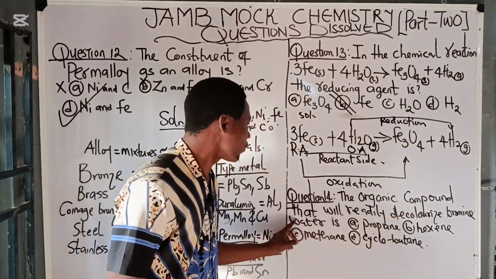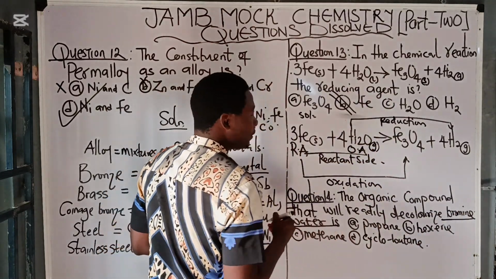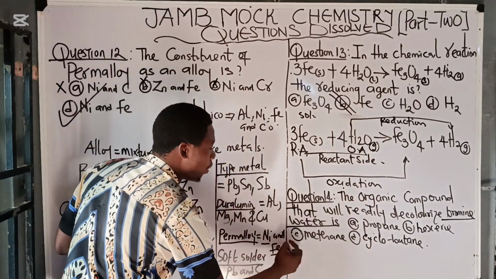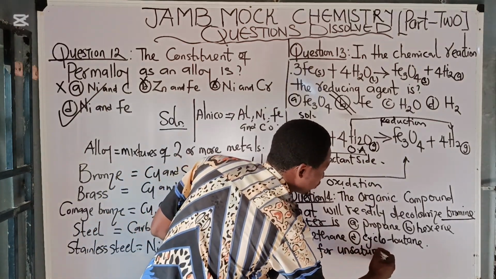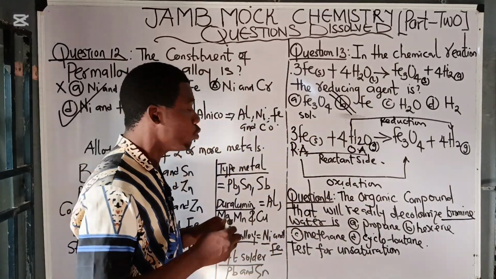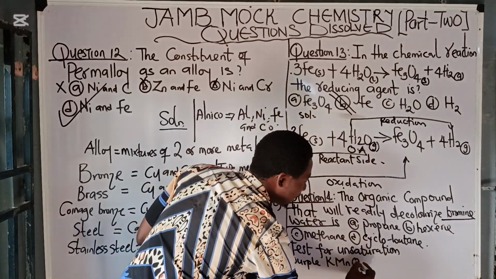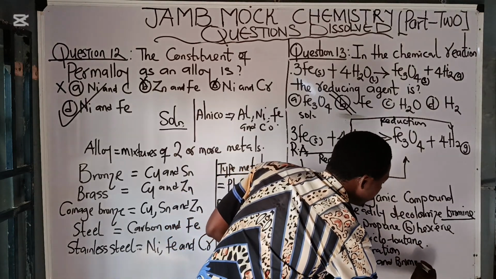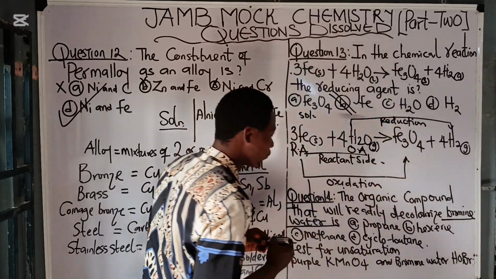The organic compound that will readily decolorize bromine water is what? Don't forget that there's what we call the test for unsaturation. To test for unsaturation, we simply use two basic reagents, which are our purple KMnO4, that's potassium tetraoxomanganate 7, and bromine water. Your bromine water is also bromate 1 acid. Take note of that.